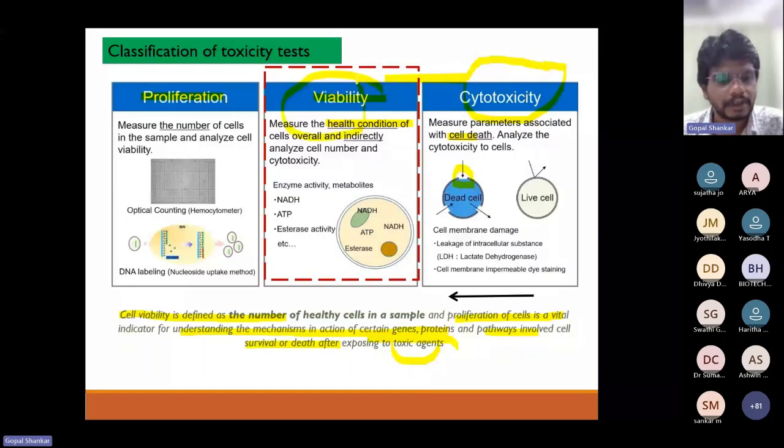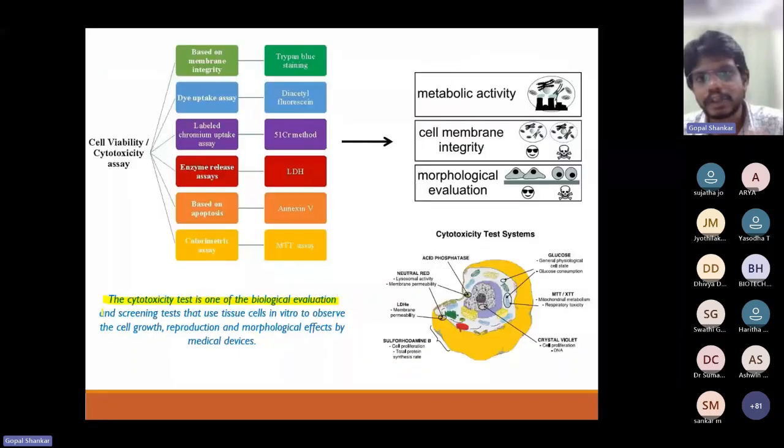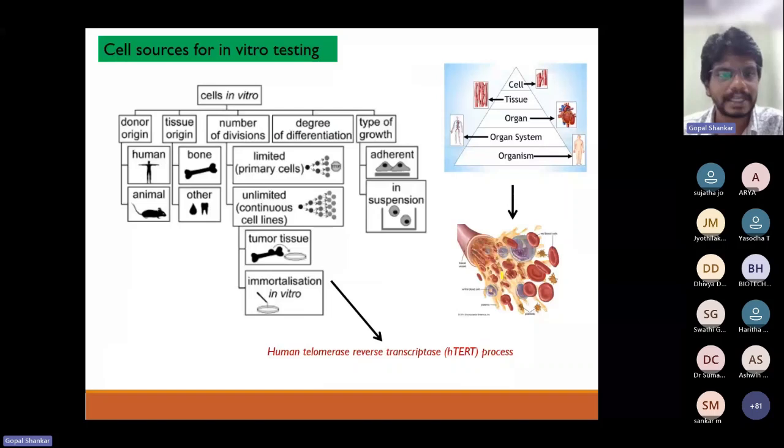So again, cytotoxicity is one of the biological evaluations, or you call them a screening test, that uses tissue cells under in vitro conditions to observe growth, reproduction, and morphological effects of medical devices. So when you talk about viability, what you exactly try to understand is basically the metabolic activity of the cell, membrane integrity, whether it is broken or damaged, and the morphological evaluation of your cell.